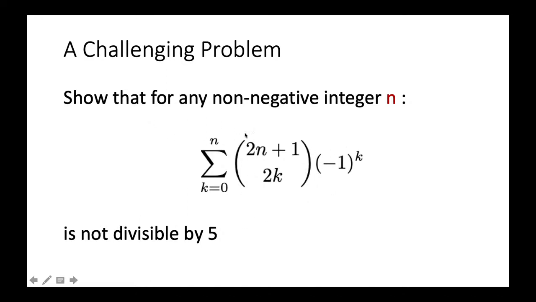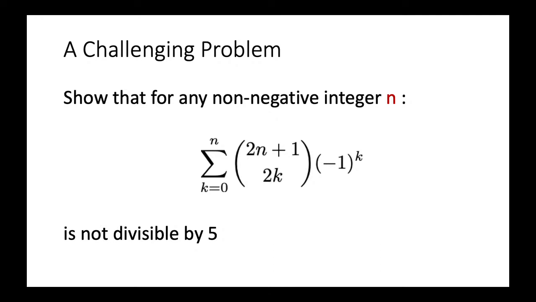Combinatorial term. We want to show something related to this term. We want to show that for any non-negative integer n, the summation of (2n+1 choose 2k) multiplied with (-1)^k, summed up for all the possible values of k ranging from 0 to n, gives an integer value. We want to show that the sum will not be divisible by 5 for any case of n.